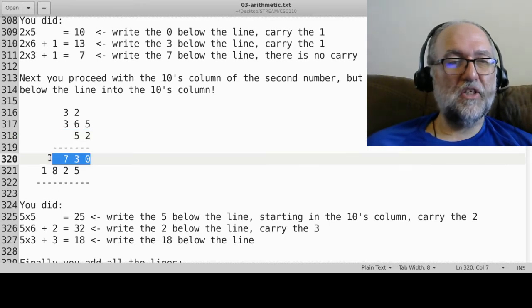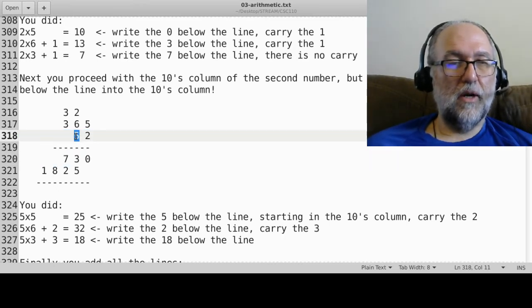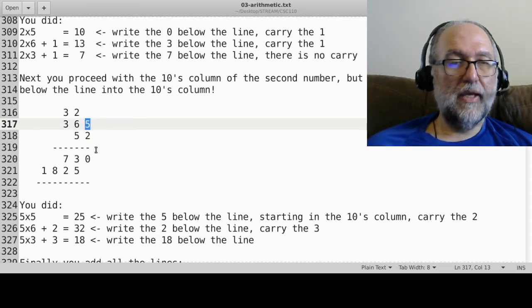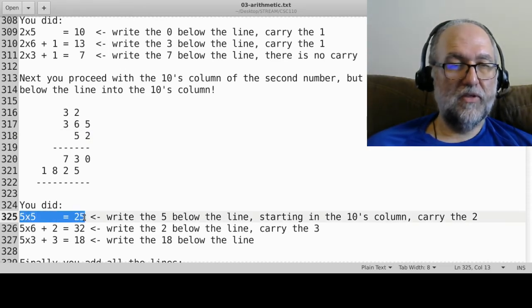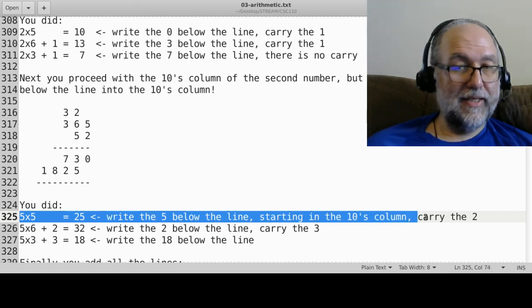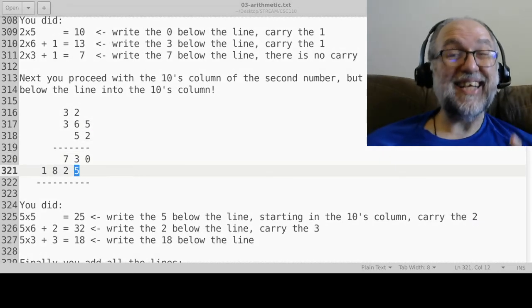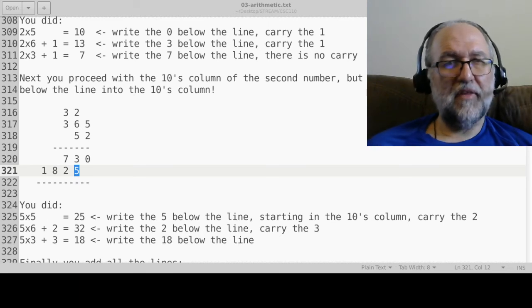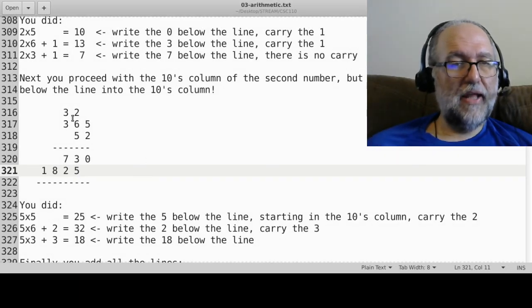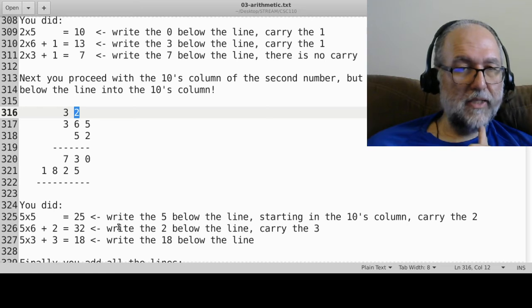But now we're done with the 2. We got 730. We're going to start with the 5. So you go 5 times 5, and you get 25. So 5 times 5 is 25. You write the 5 below the line, starting in the tens column, and you carry the 2. You put the 5 down here below the line in the tens column because you're really multiplying by 50. And there's the 2 that's carried.